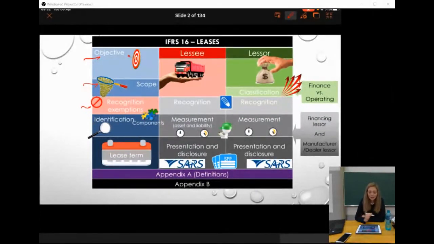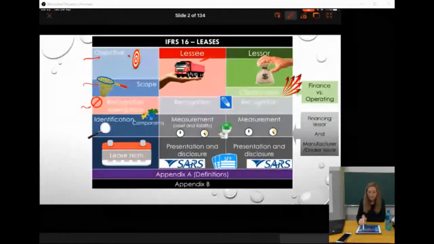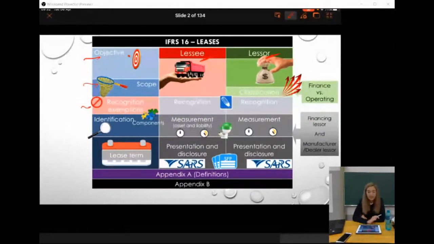My color coding over here: my lessee is in red and my lessor is in green. So the recognition exemptions only apply to the lessee. And then the standard tells us how to identify the different components of a lease. It also tells us how to identify whether a transaction is a lease transaction or not, but that we only do in CTA next year for you guys. Then we also get information on the lease term.